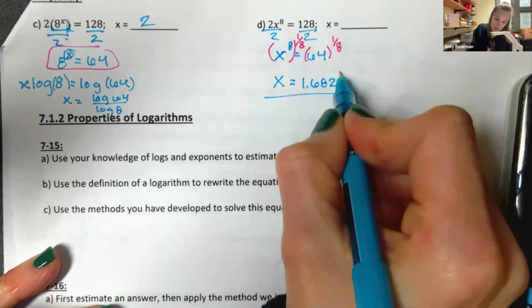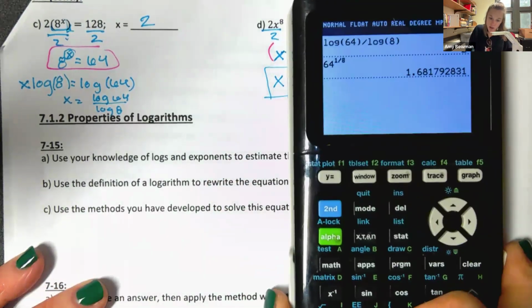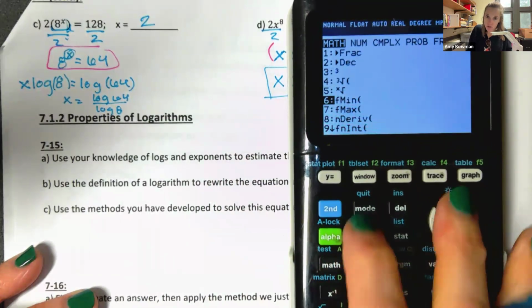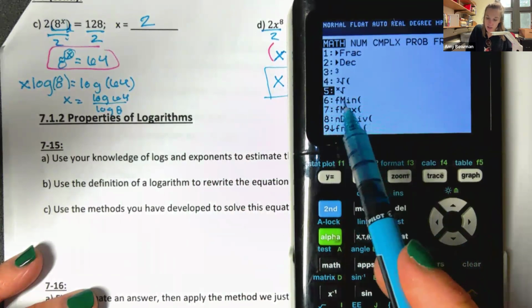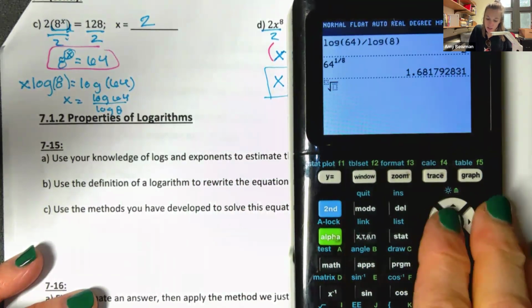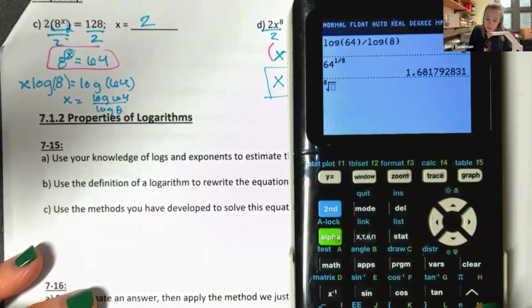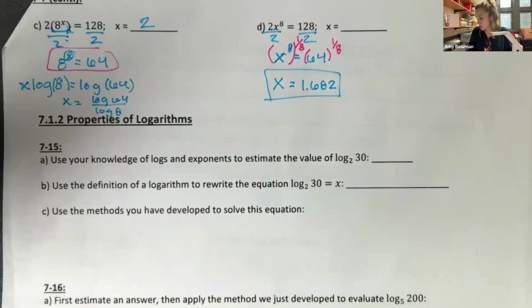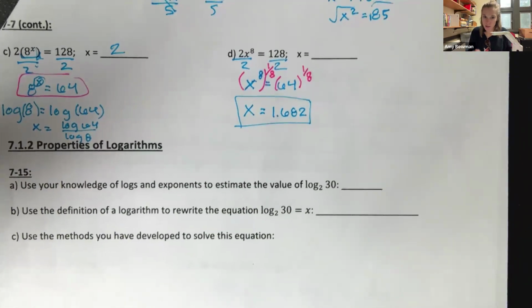About 1.682. You could have done the 8th root if you have a graphing calculator: hit the math key, then arrow down to x root. If you select that, you can tell it to take the 8th root of 64, and it'll give you the same output. Okay.